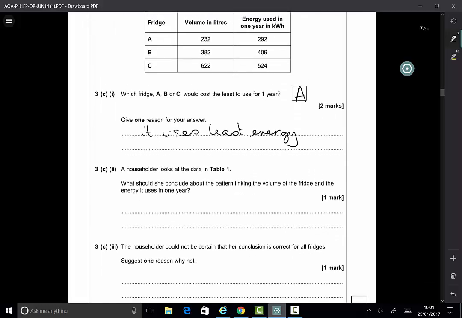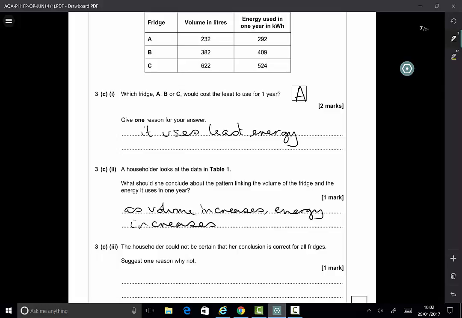A householder looks at the data in table 1. So someone who has a house is trying to buy a fridge freezer, they look at this data. What should they conclude about the pattern linking the volume of the fridge and the energy it uses in 1 year? So as the volume increases, the energy is also increasing. Okay, it's a simple one because it's only a 1 mark question. If it was 2 marks, it would be looking for a bit more detail. So something like if the volume doubles, the energy used more than doubles or less than doubles, something like that.